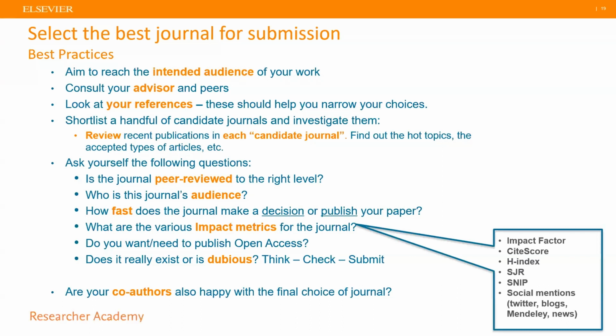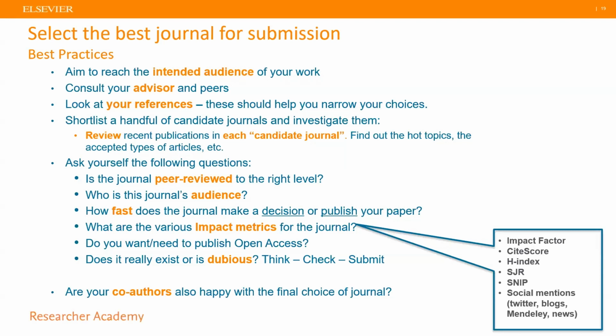Do you want to, or do you need to publish open access? Does the journal cover that? Is it a hybrid journal? Is it an open access journal? All these things, take those into consideration. And are your co-authors happy with the journal? Assume that you are the corresponding author of this particular paper.